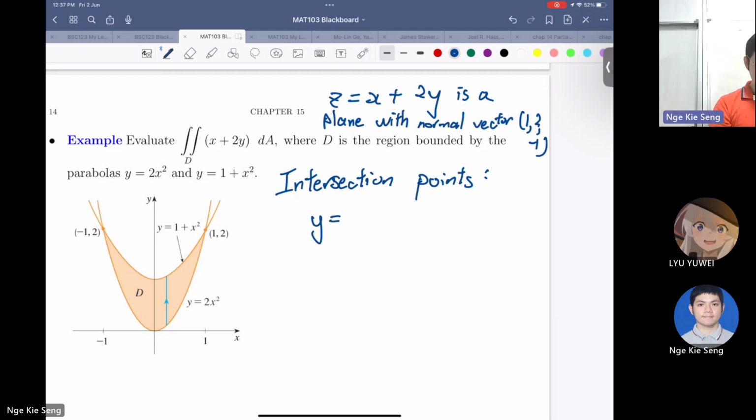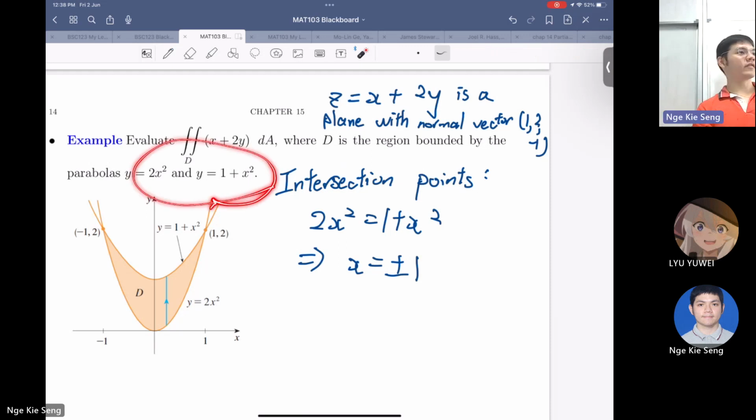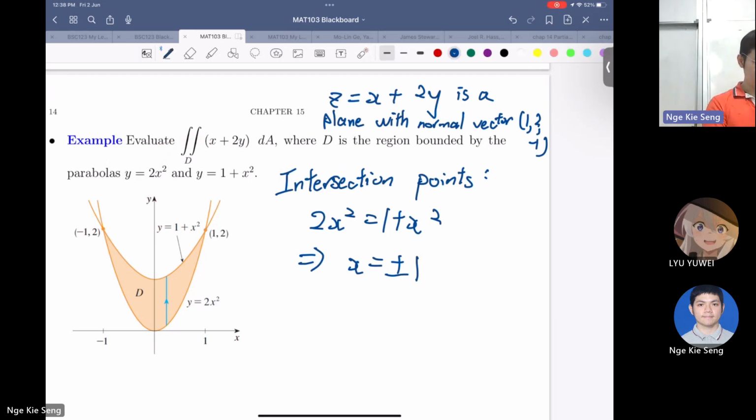So we equate the two equations and we get that x equals plus minus 1. When x equals plus minus 1, you can compute y from either of them, because the point lies exactly on both. So when x equals 1, y equals 2, and when x equals minus 1, y equals 2 as well.